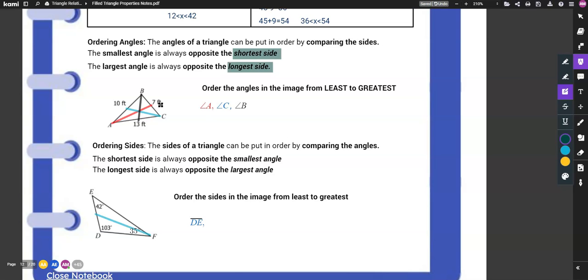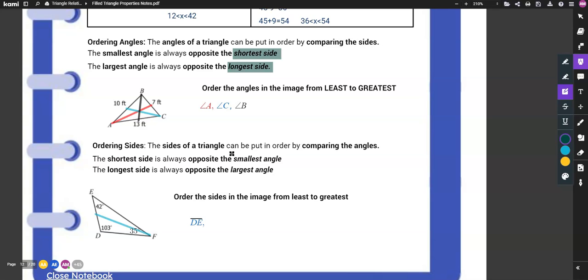So if we look here at our shortest side, which is 7, we're going to look across from it to get to angle A. So angle A is our smallest or least. We can look at our next smallest side, which is 10 feet, and it is across from angle C. And then finally, our longest side, 13, is across from angle B. So in order, it's angle A, angle C, angle B.